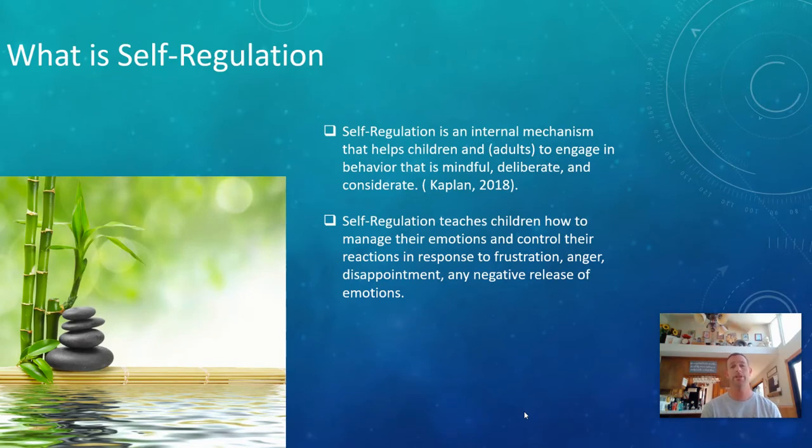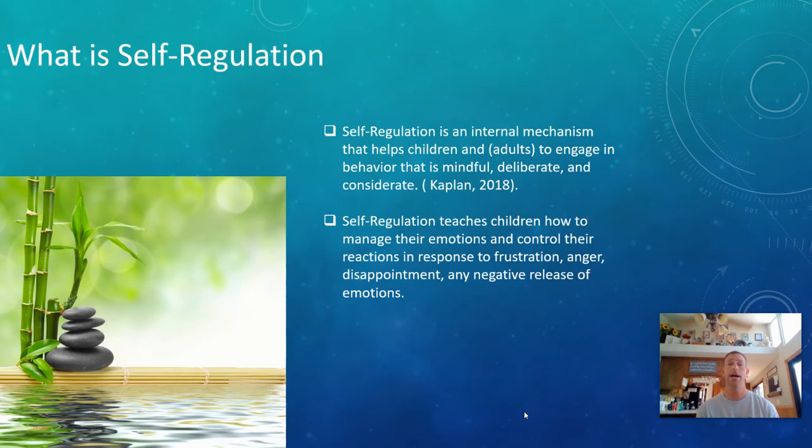First of all, what is self-regulation? Basically, self-regulation is the internal mechanism that helps children and adults to engage in behavior that is mindful, deliberate, and considerate. And that's the way that Kaplan explains it. What we want to do is teach children to think about what they do before they do it, so no quick reactions. To be purposeful in what they are doing, so they make those actions rather than just reacting, and they want to be considerate, so we want to teach care. That's one of the biggest parts, I believe, especially in today's world.